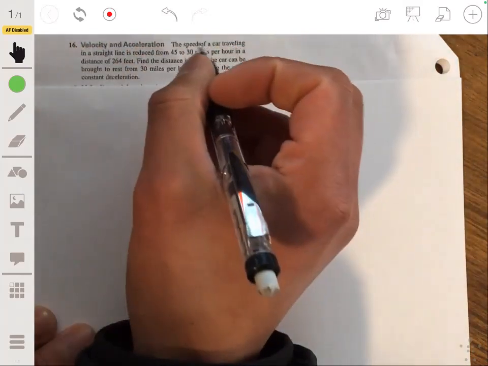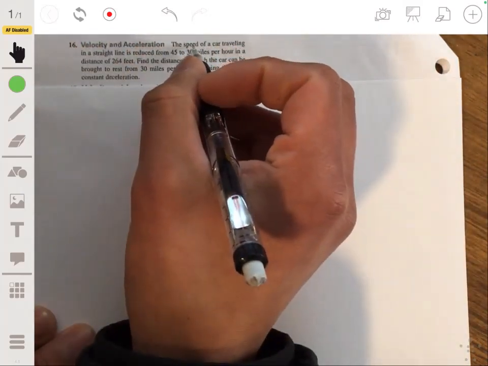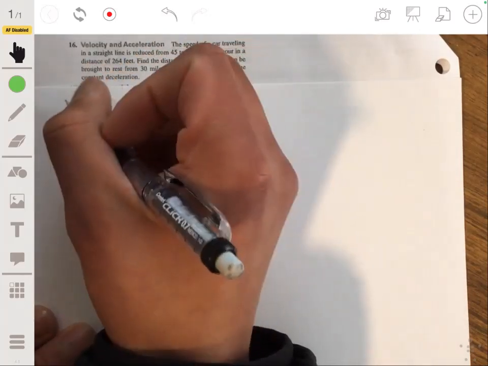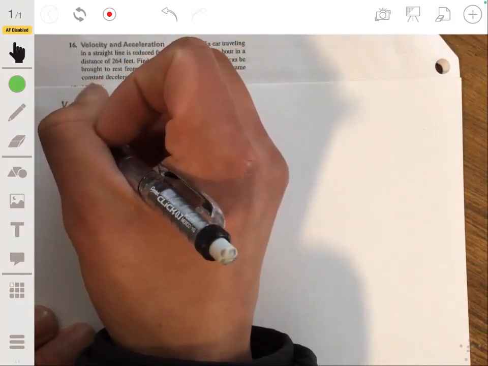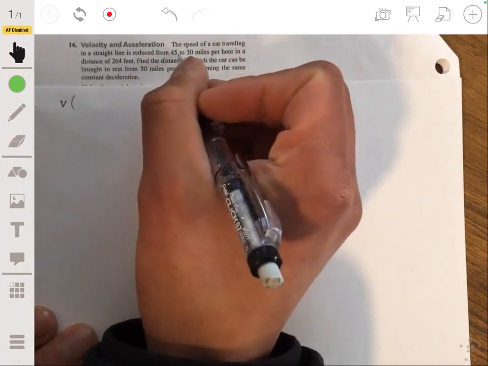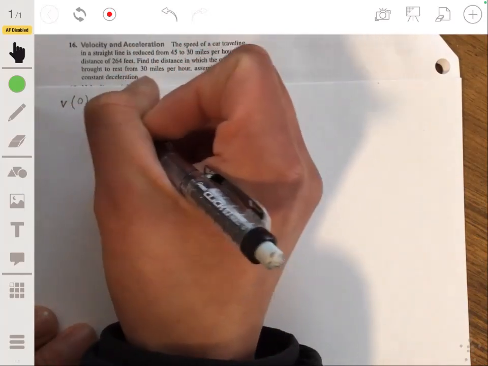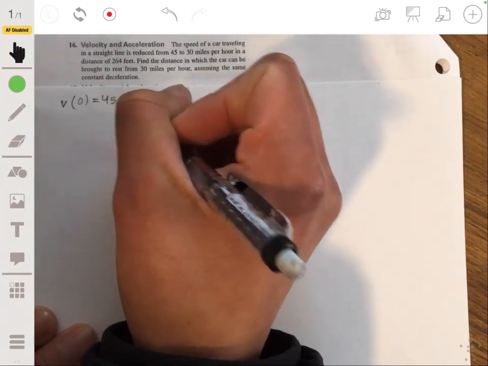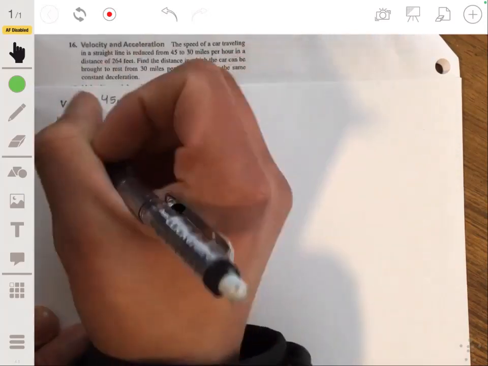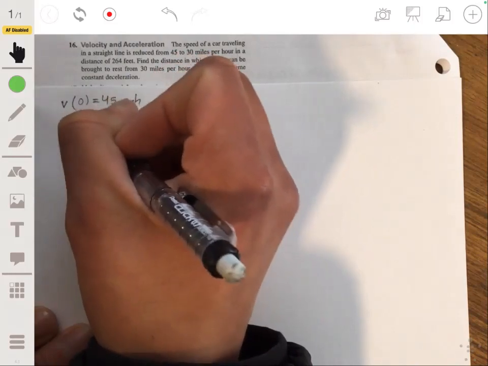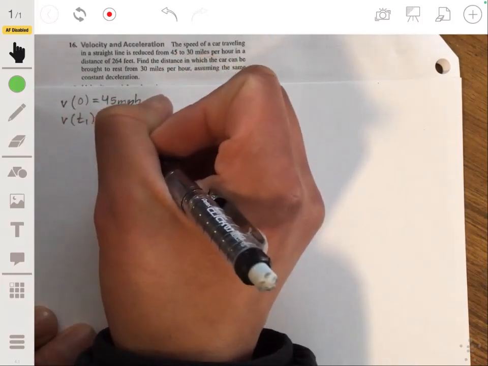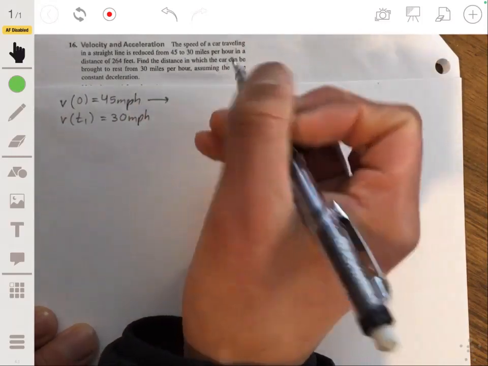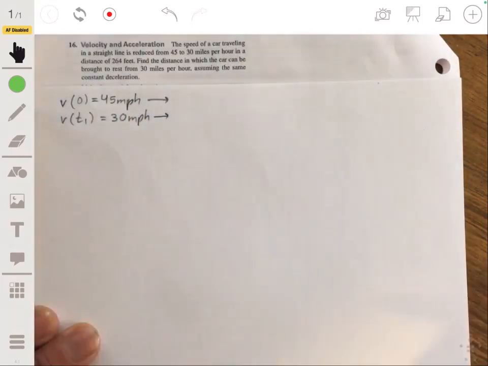So let's go from the speed of a car, which we're going to use the velocity function. So we're going to have v of 0, the initial speed, is 45 miles per hour. And at a later time, we're going to say v of t1, the velocity at time t1, is 30 miles per hour. Converting these to feet.